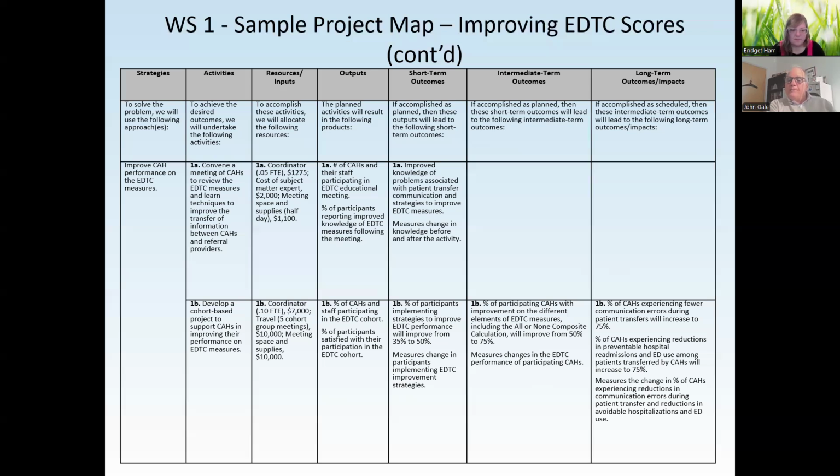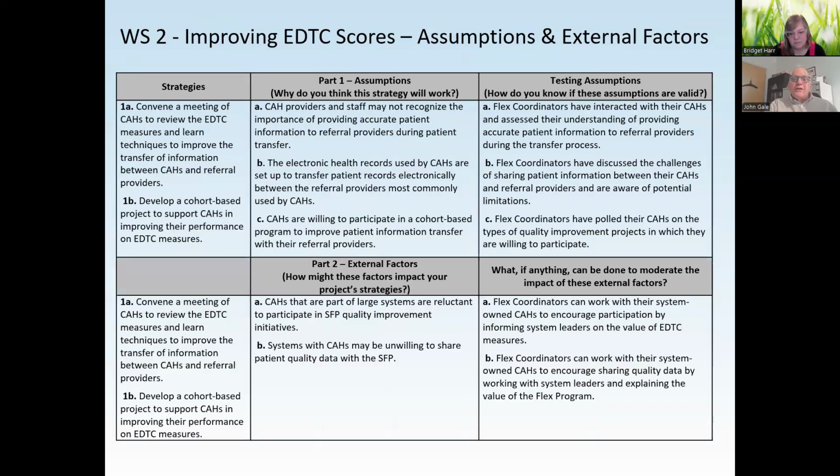And finally, the higher and long-term outcomes. Are they experiencing fewer communication errors, increasing that to 75% who are experiencing fewer communication errors? Are they experiencing reductions in preventable hospital readmissions and ED use? So that will increase to 75% of the participants. I think you can see this is how you begin to work across these projects in a stepwise fashion.